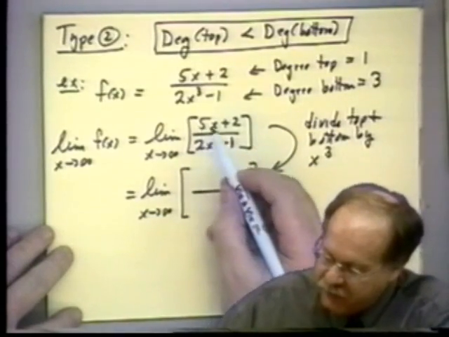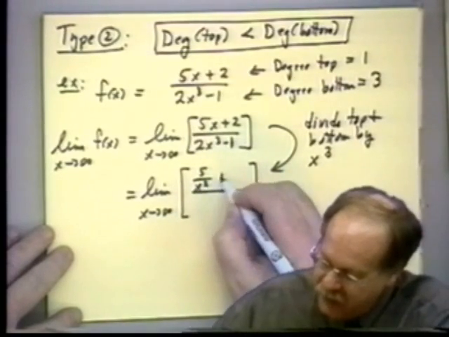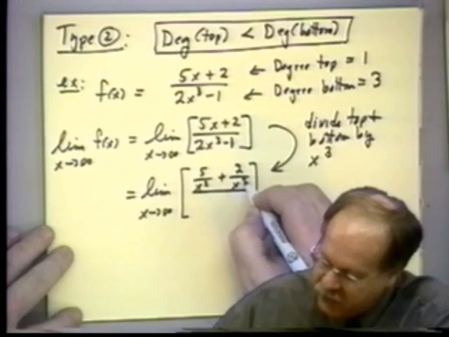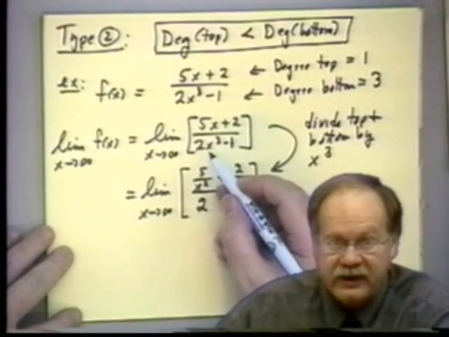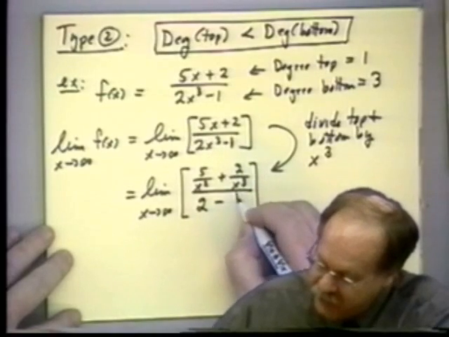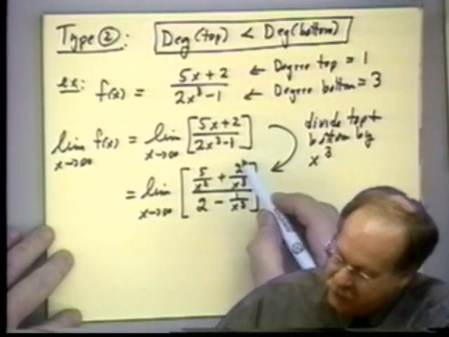On the top, if we divide by x cubed, we get 5x over x cubed. That's 5 now over x squared, plus 2 over x cubed. The bottom, we just get a 2 in the first place. That's the only place the x cubed will cancel. Minus 1 over x cubed in the second place.